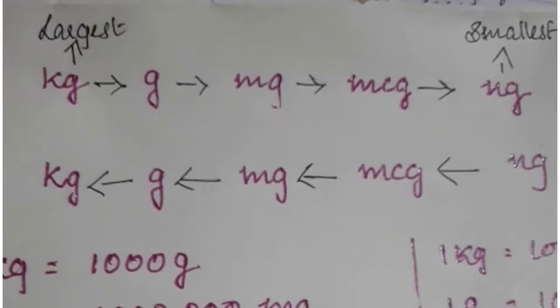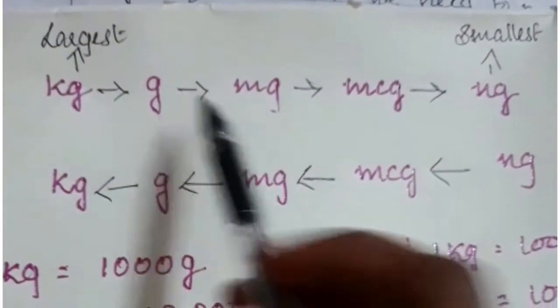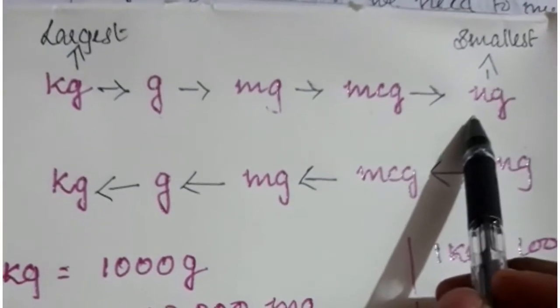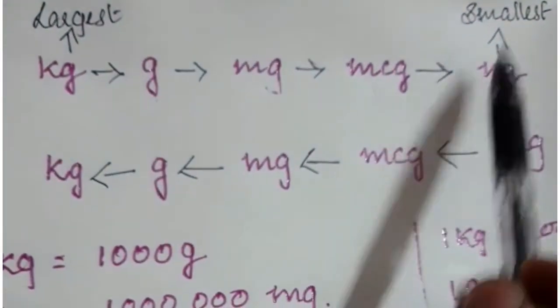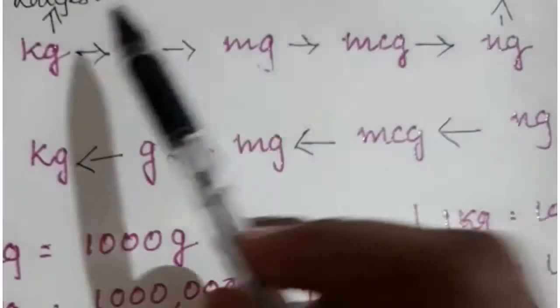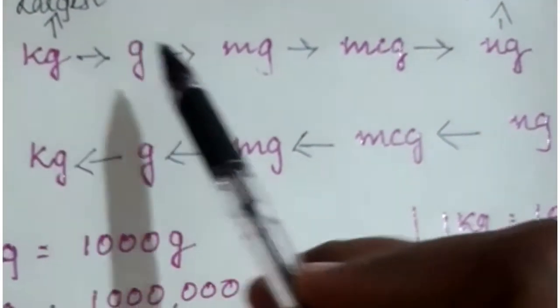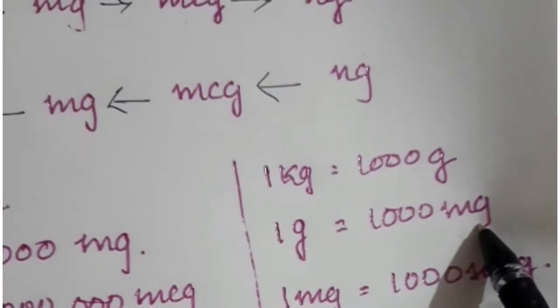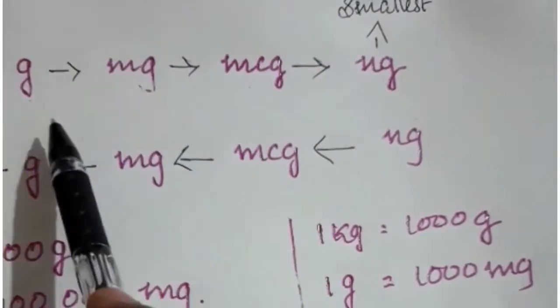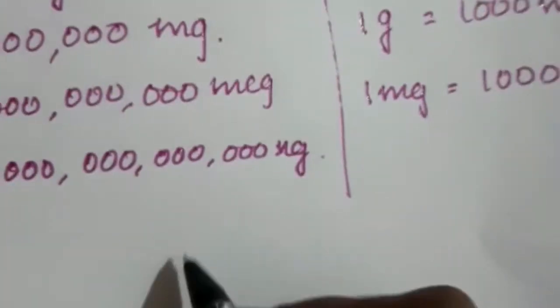Here we can see kilogram, gram, milligram, microgram, nanogram. In this, kilogram is the largest unit and nanogram is the smallest unit. As we all know, 1 kilogram is equal to 1000 gram, and 1 gram is equal to 1000 milligram, the next unit, and 1 milligram is equal to 1000 microgram. That means the relationship between each unit is a factor of 1000.